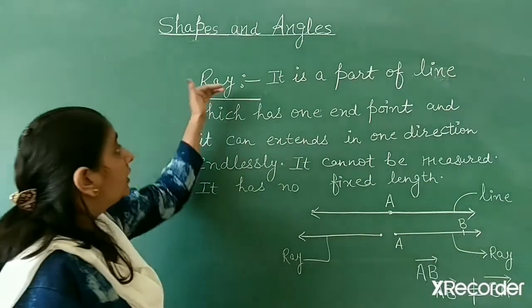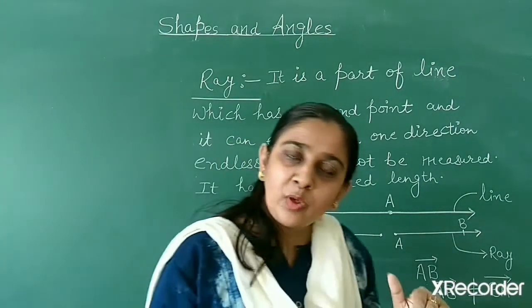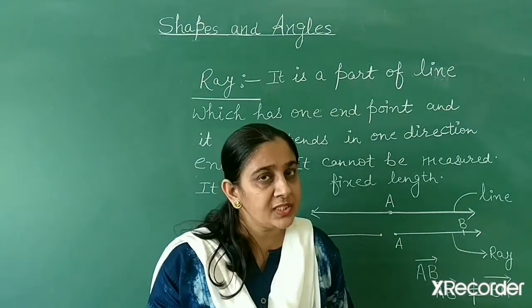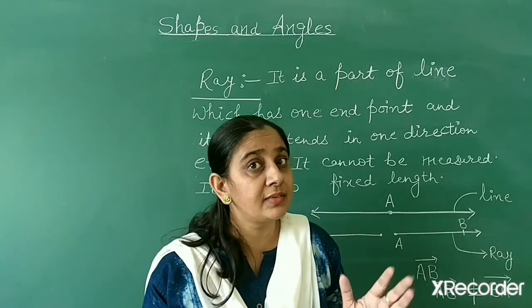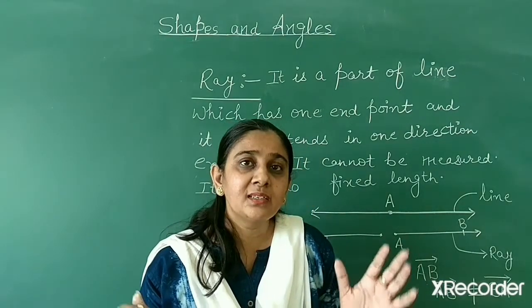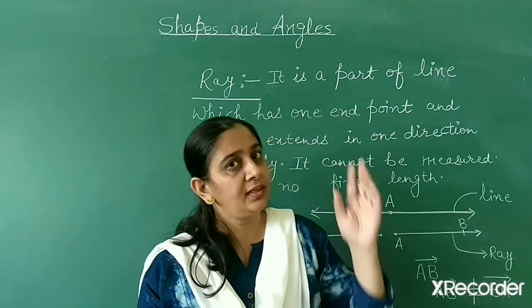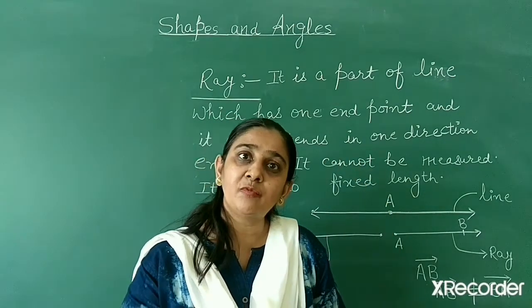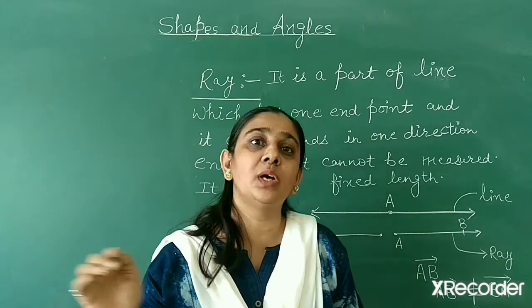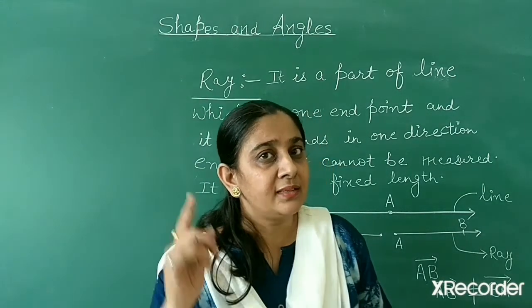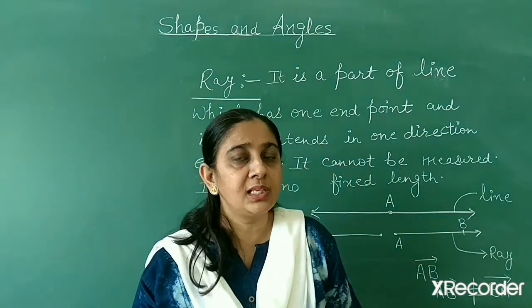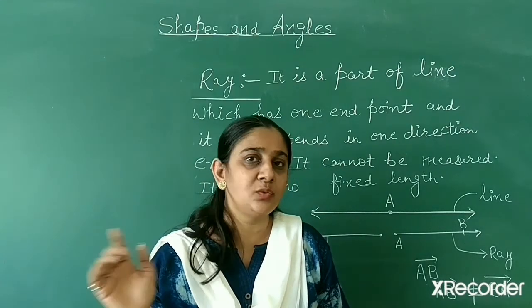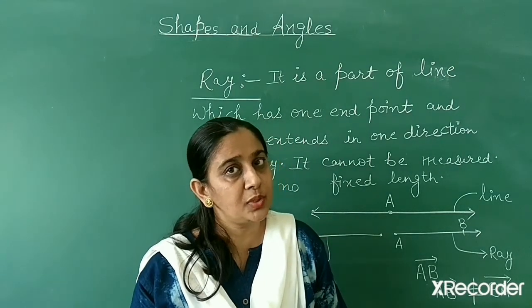So now I want to give you one example of a ray, children. The real life example of a ray is sun rays. Every day sun rays are coming to us. Sun becomes the starting point of those rays, and after traveling a long distance in one direction, sun rays are coming from the sun to the earth. After traveling a long distance in one direction, they are coming to us.